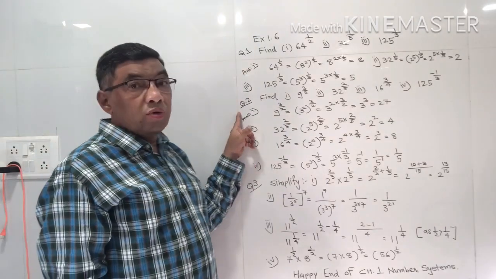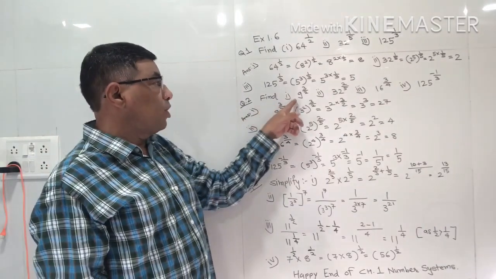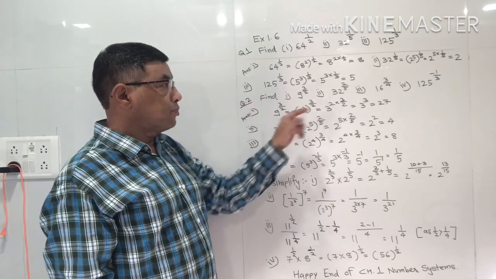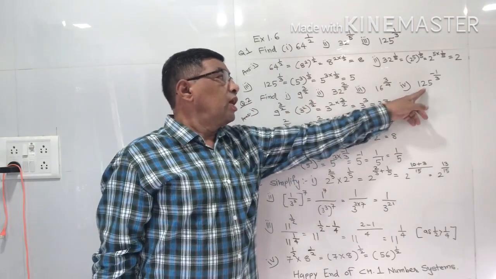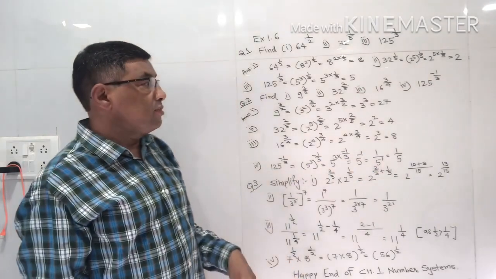Question number 2, there we have to find out the values for 9 raised to 3 by 2, 32 raised to 2 by 5, 16 raised to 3 by 4 and 125 raised to minus 1 by 3.